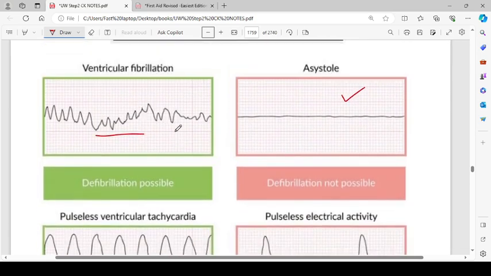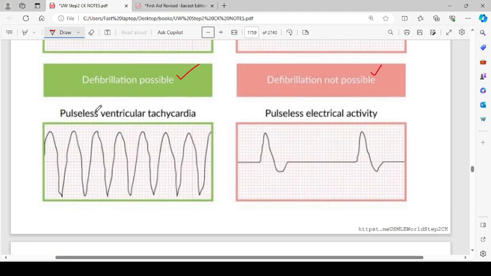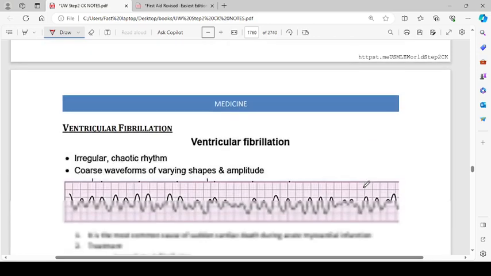In the ventricular fibrillation, I guess this is also pulseless electrical activity, and defibrillation is possible. And in asystole, the defibrillation is not possible. This is pulseless ventricular tachycardia, and this is pulseless electrical activity. This looks something like this. Then we have ventricular fibrillation.